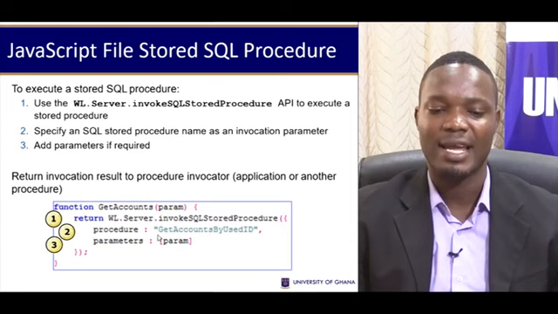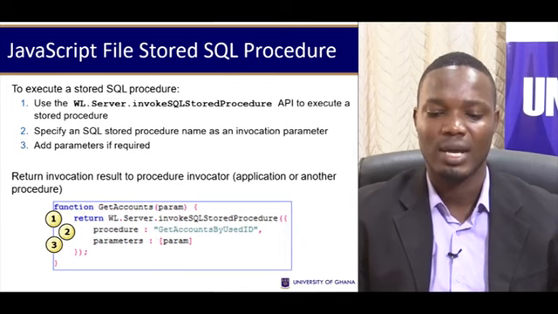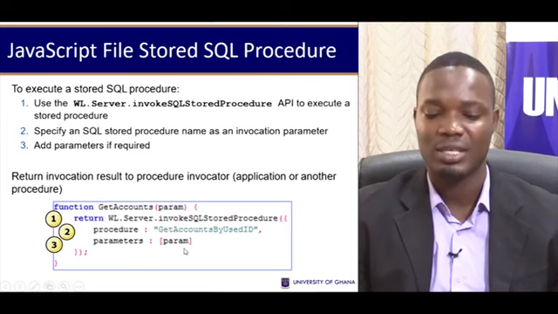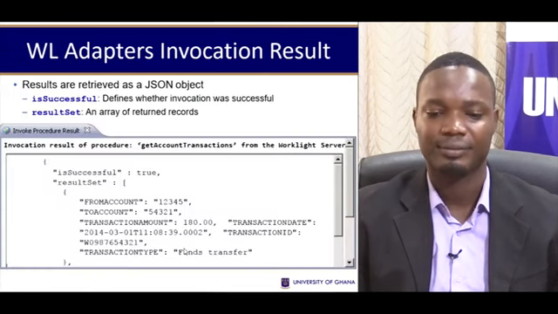Now we specify an SQL stored procedure name as an invocation parameter, and then we add the parameters if required. So just like we had for the other one, we are now putting the procedure name, get accounts by user ID, so that's going to be the stored procedure, and then the parameters that we need to pass to that stored procedure, we specify that in the parameters aspect of it, and that gets executed for us.